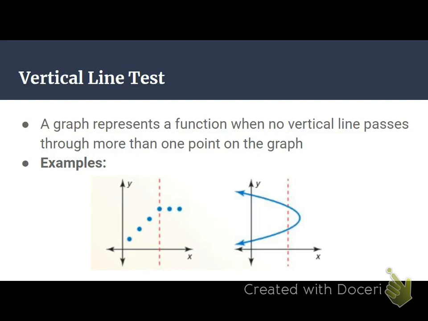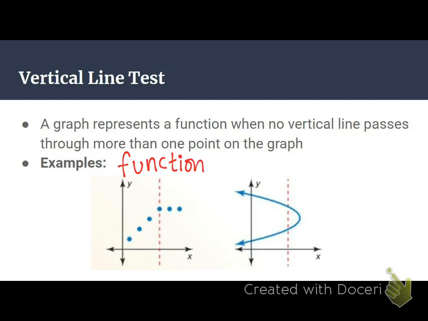The vertical line test down at the bottom of the front of your notes. A graph represents a function when no vertical line passes through more than one point on the graph. So a couple examples are shown there for you. So for this left graph, how many points does that dotted line go through? One. So that would be a function. If it only goes through 1 point, that's considered a function.